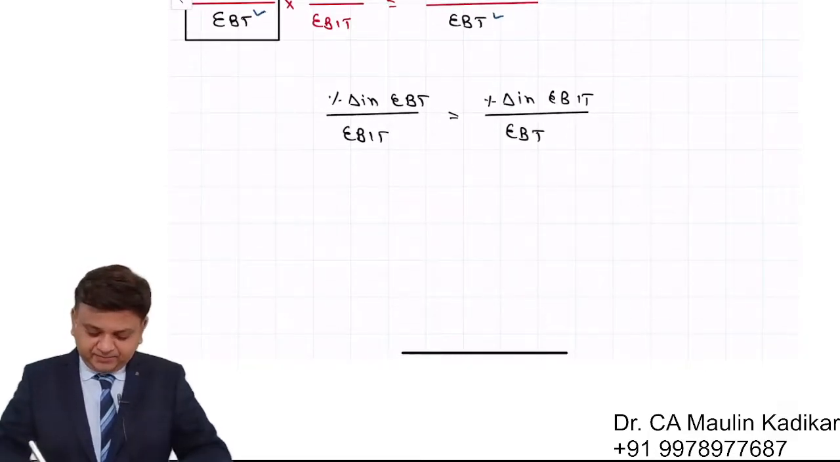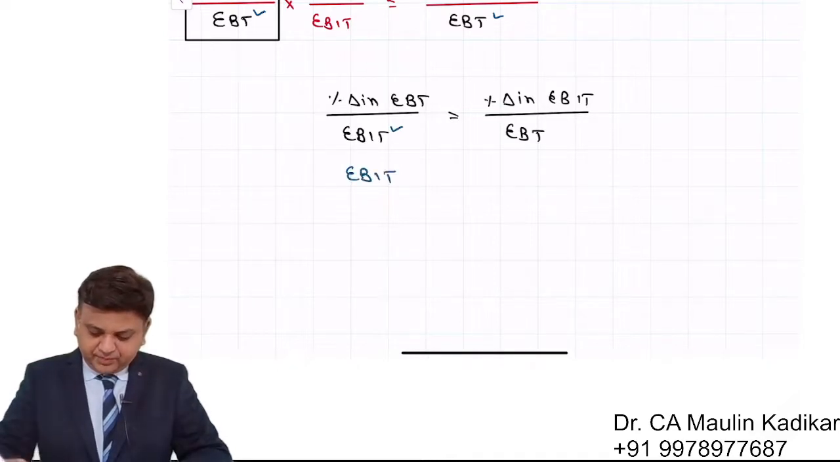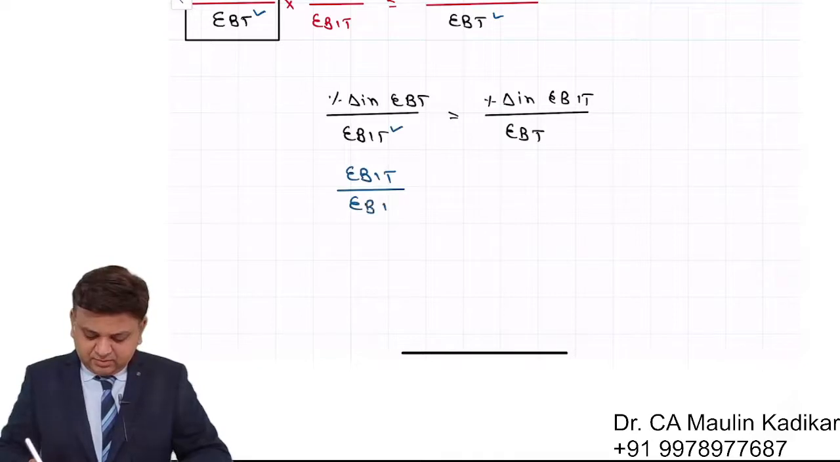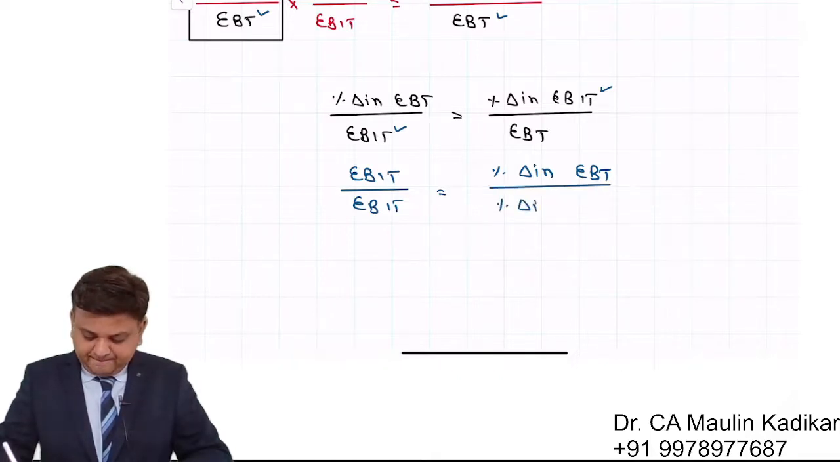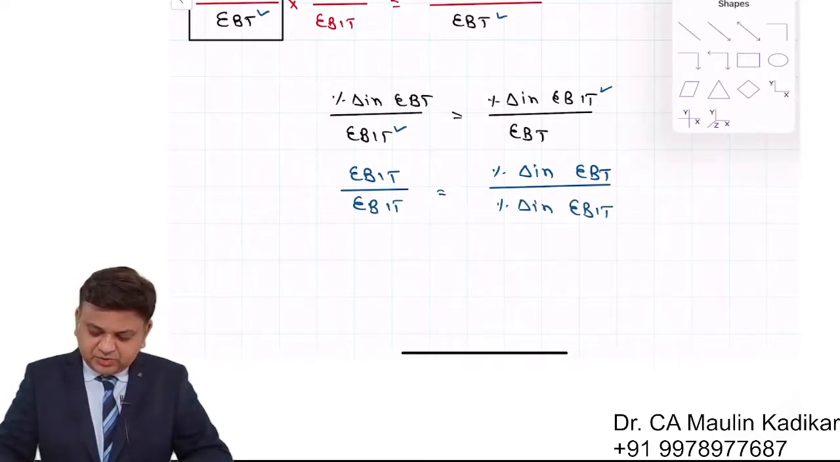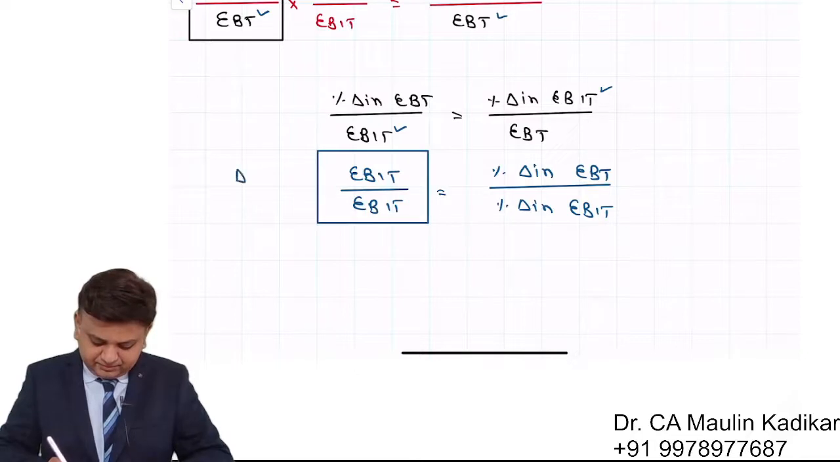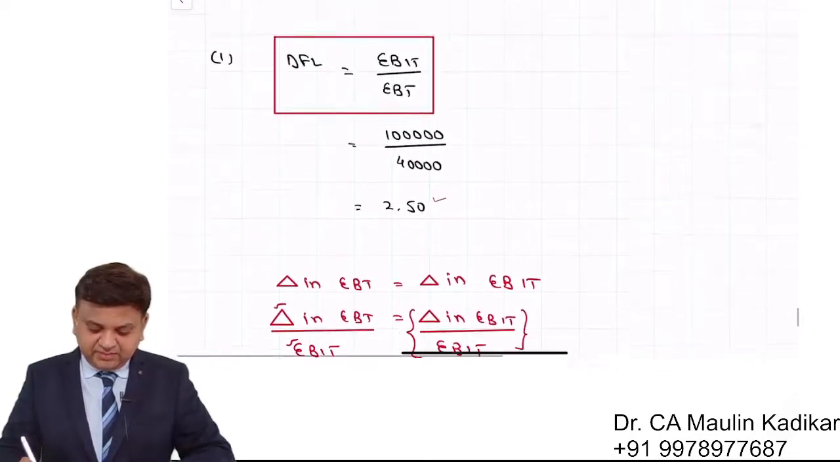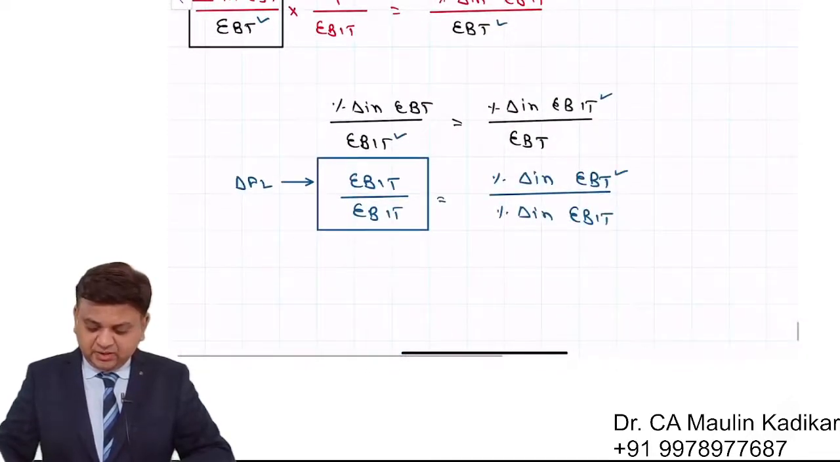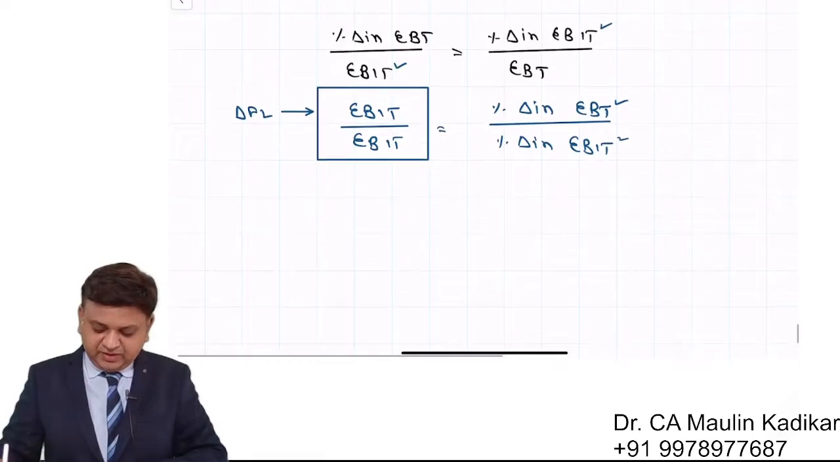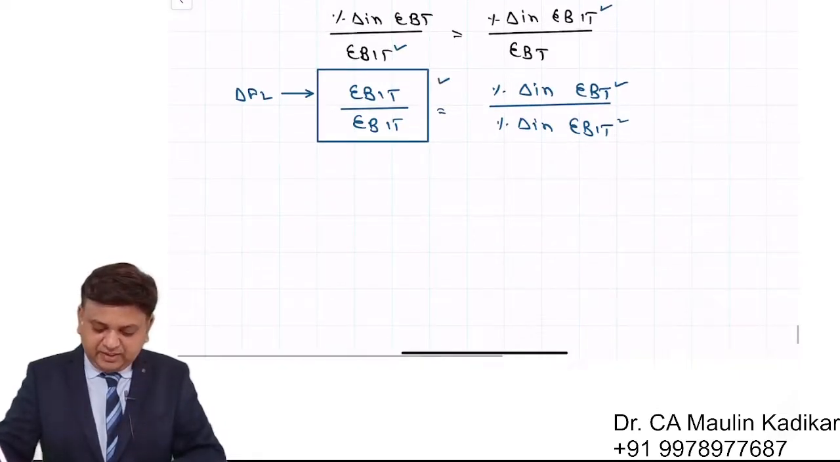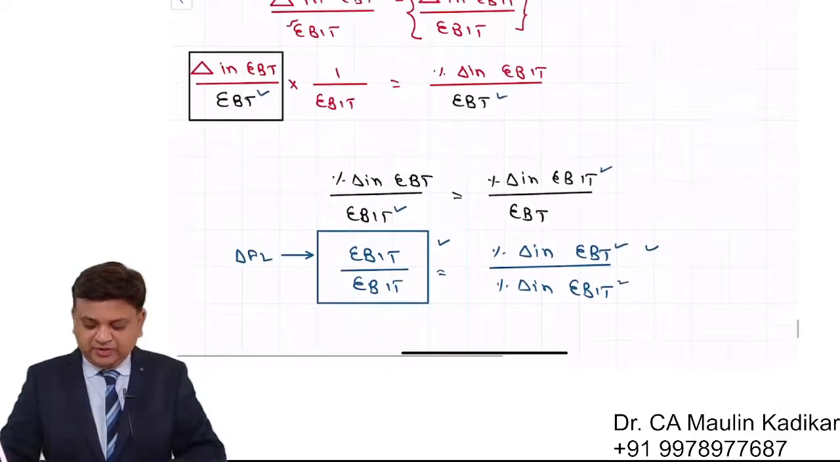So now you can very well understand. So this EBIT is transferred on the opposite side. So it is EBIT upon EBT, and this percentage change in EBIT is again transferred on the opposite side. So percentage change in EBT upon percentage change in EBIT. And dear students, we understand this is DFL, degree of financial leverage. What does that measure? That measures what is the percentage change in EBT for every 1% change in EBIT. So based on this discussion, we understand the formula of DFL, EBIT upon EBT, and it measures percentage change in EBT for every 1% change in EBIT.